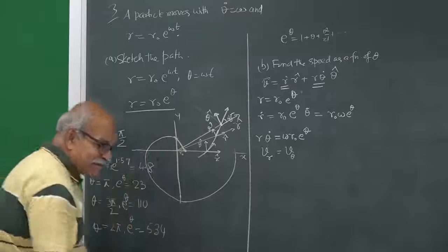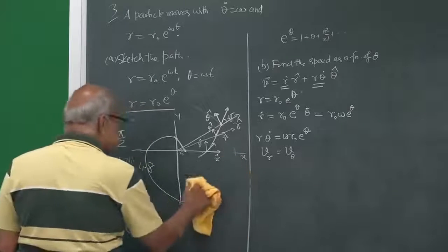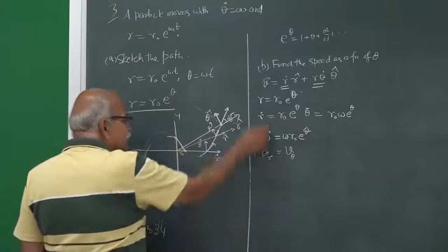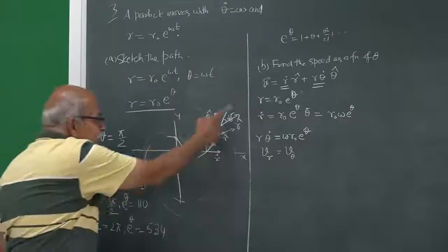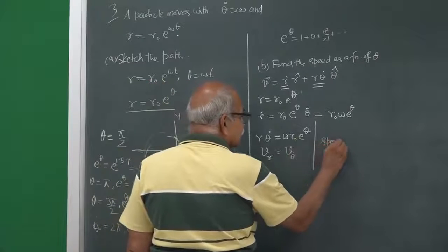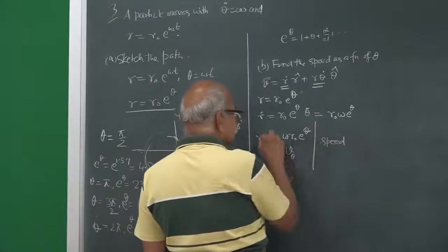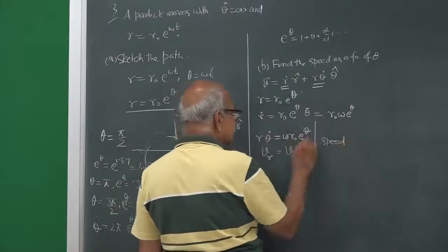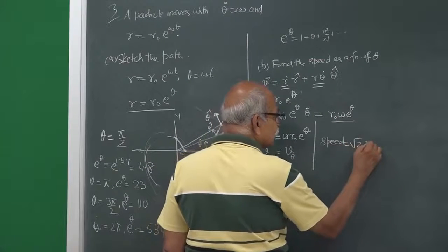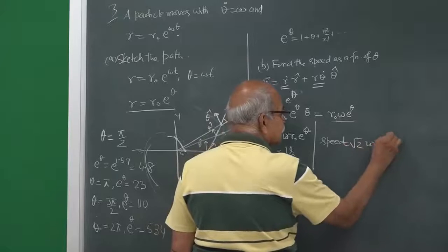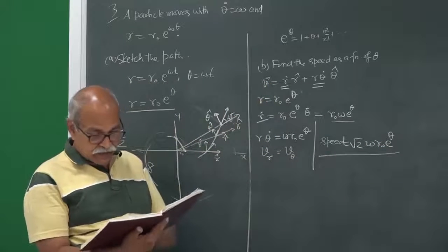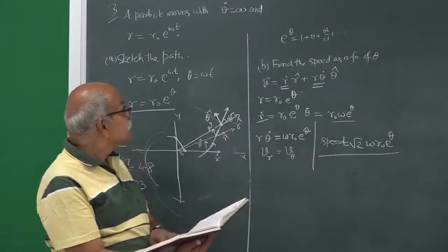Okay. So, just do not go by the sketch of the diagram, you can draw a much better diagram. But r will keep on increasing all the time, this equation will be followed. So, speed will be root of Vr square plus V theta square. So, this is root 2 times omega r naught e to the power theta, that is the speed. Okay. Then this is part B.